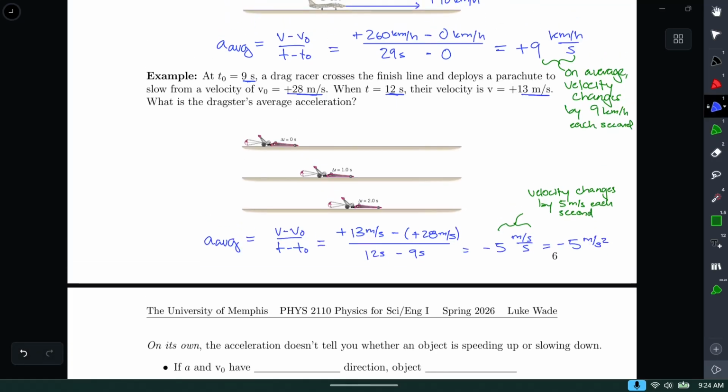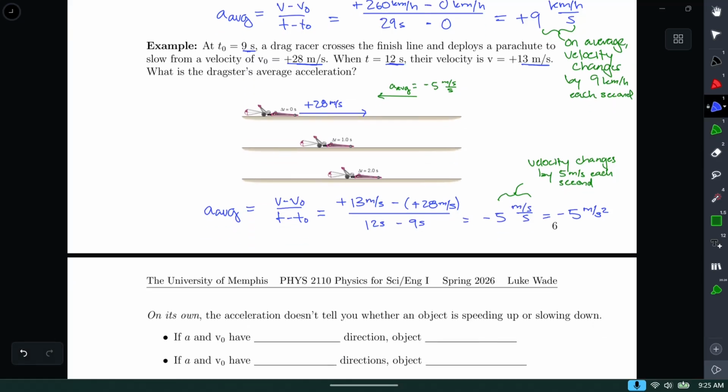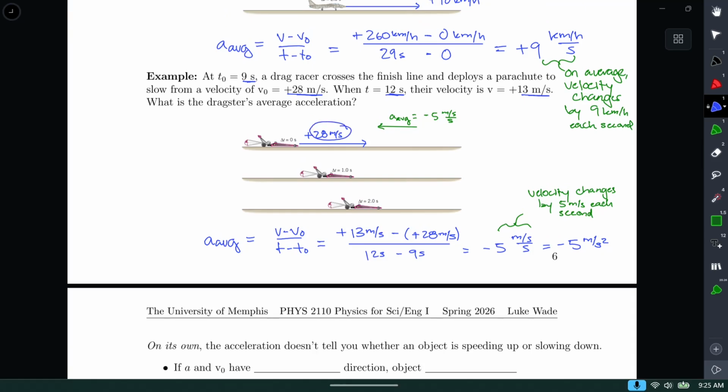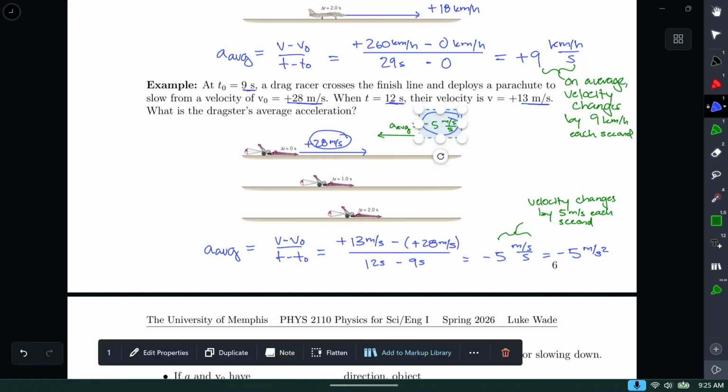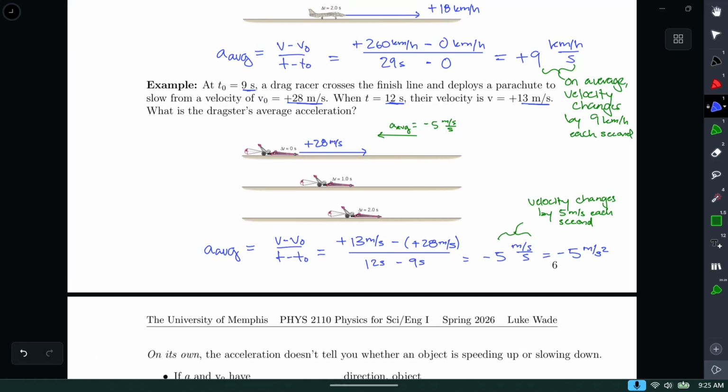And in this case, if this thing starts at 28 meters per second in the positive direction, but the acceleration is 5 meters per second per second in the negative direction, how fast will this thing be going after 1 second has passed? So I'm starting at 28, but I'm taking off 5 meters per second for each second that passes. 23 meters per second? It'll be 23. I'm just stripping off 5 meters per second at a time.